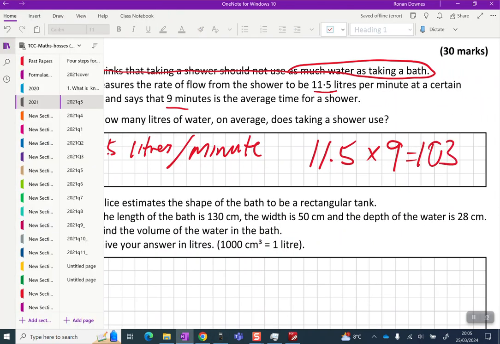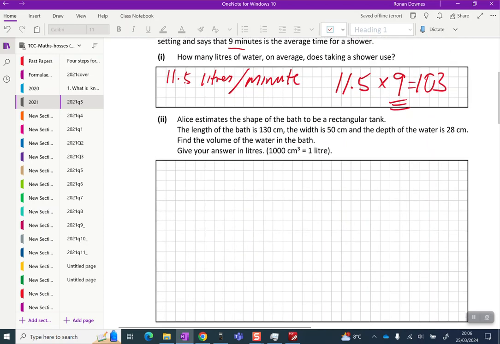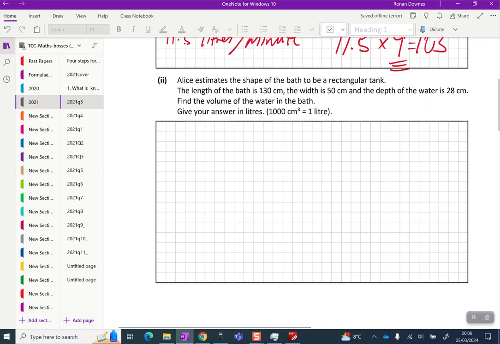That's a lot of water. That's an awful lot of water. A typical tank could hold 200 liters, maybe 250 liters, but that'd be a big tank, so it's an awful lot of water used in a shower. But staying in 9 minutes is also quite a lot, having the shower running. But anyway, Alice then estimates the shape of a bath to be a rectangular tank.